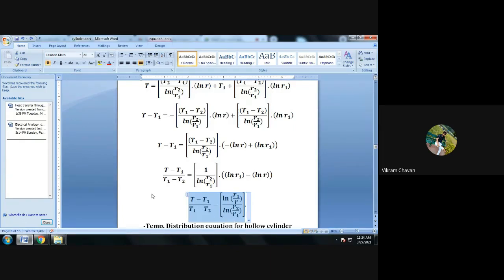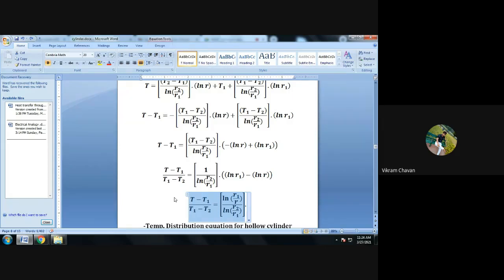So this particular equation is called the temperature distribution equation for a hollow cylinder. What is the significance of this equation? If you know the internal surface temperature and external surface temperature of a cylinder, and the internal radius and external radius of the cylinder, then you can determine the intermediate temperature. So what does intermediate temperature mean?